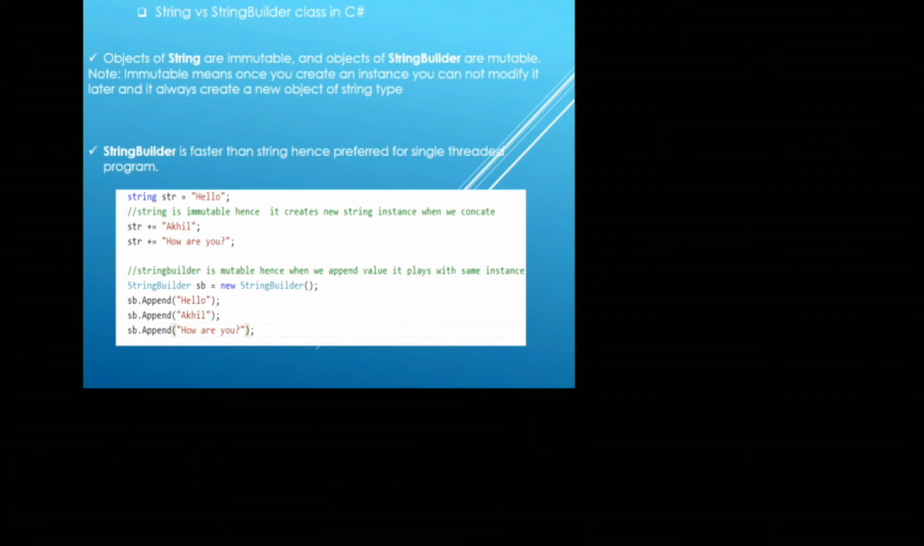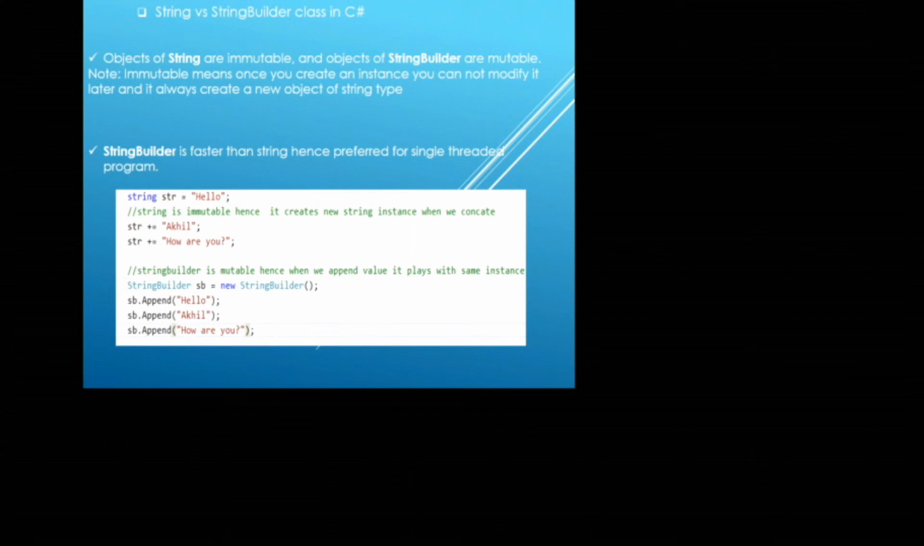Talking about string and string builder, objects of string are immutable and objects of string builder are mutable. So the question arises, what is immutable or mutable? Immutable means once you create the instance of an object, you cannot modify it later. It always creates a new instance of the type. In case of string, it will be creating a new object of type string.